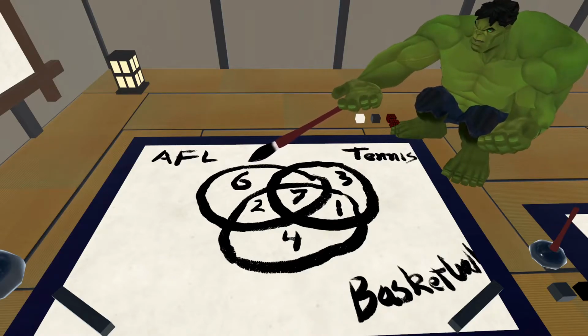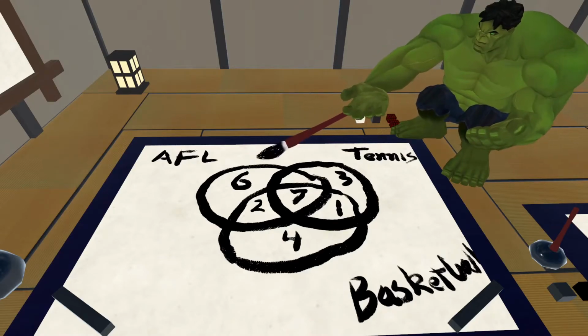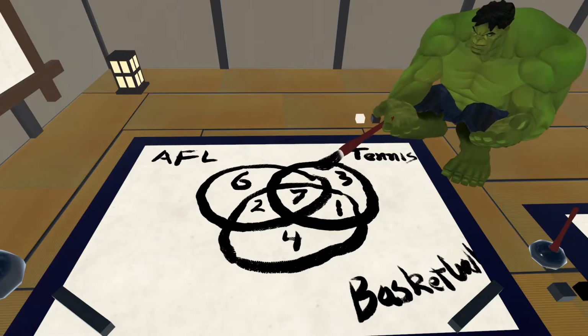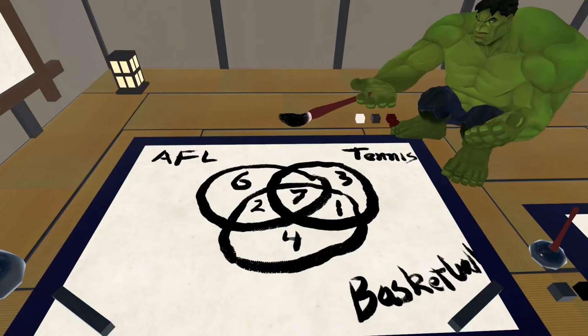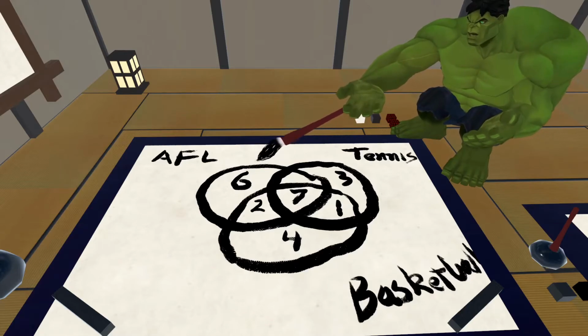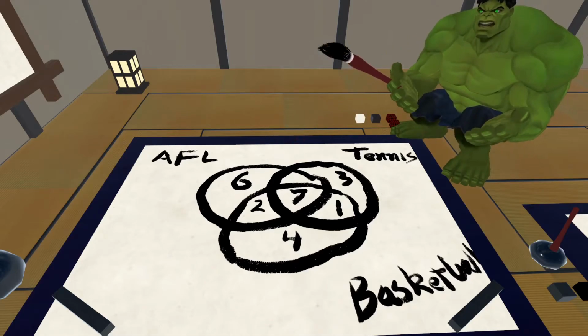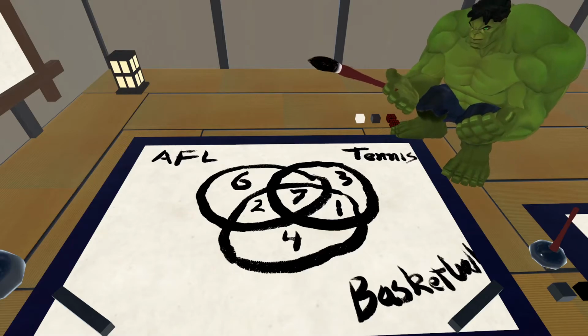Over here, you see that there's a 6. So this 6 is not in the basketball or the tennis circle. So that means that these people only like AFL. They just like AFL.